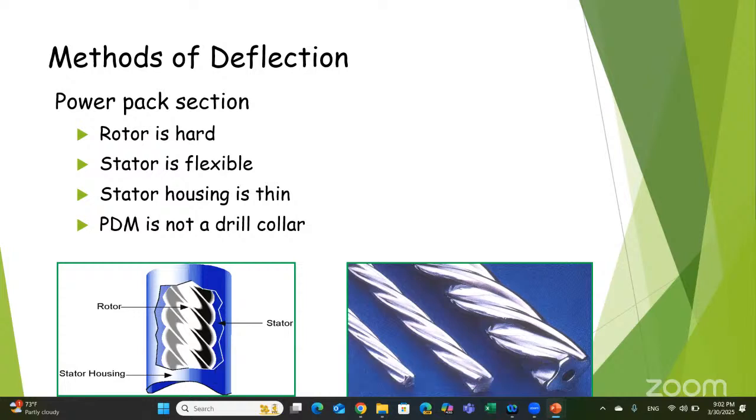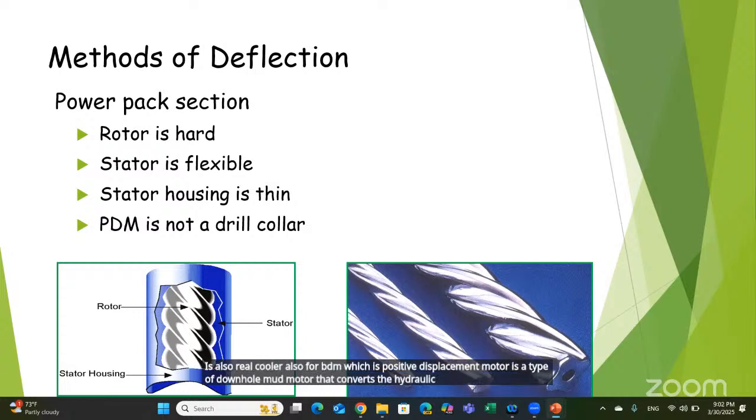PDM, the positive displacement motor, is not a drill collar. The PDM is a type of downhole mud motor that converts the hydraulic energy of drilling fluid into mechanical rotation to drive the drill bit. It is used in directional drilling, within a steerable motor and rotary steerable system.